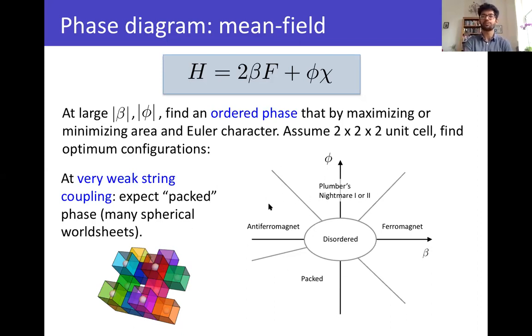Okay, so this is the sort of mean field phase diagram that you get just from minimizing the energy, by which I mean minimizing or maximizing the area or the Euler character. Okay, however, we don't really care that much about the classes. What we really want to understand is what is happening with the onset of the disordered phase. We care about the phase transitions.